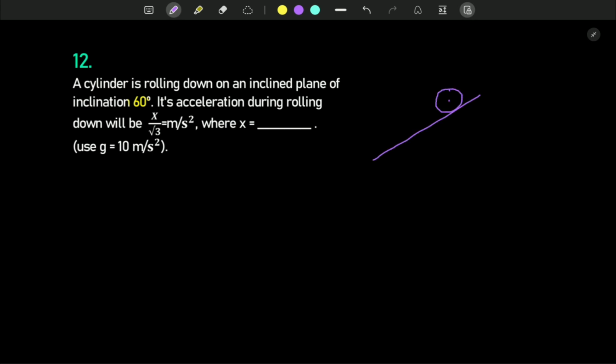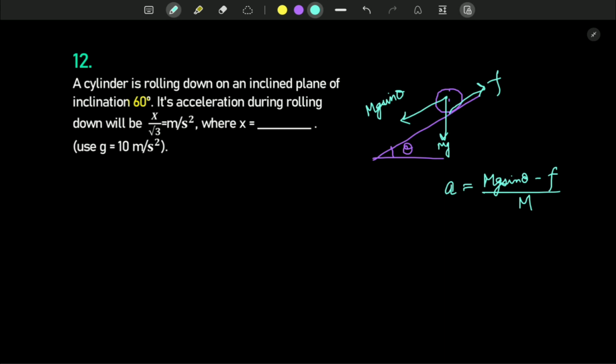The body is rolling over here, and if I try to draw the FBDs, first of all let me draw this theta, the angle of inclination. So this will be mg sin theta. You know how to convert into components, because this will be mg. And friction will act in this direction. So I will get acceleration equals net force, mg sin theta minus friction F, divided by m.